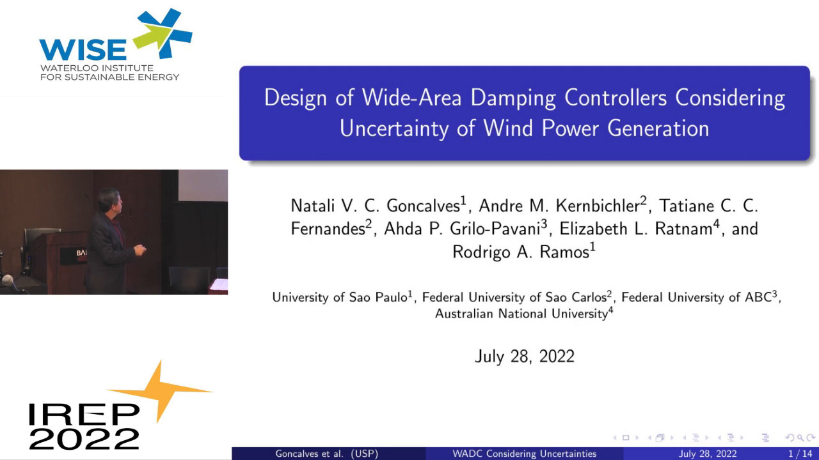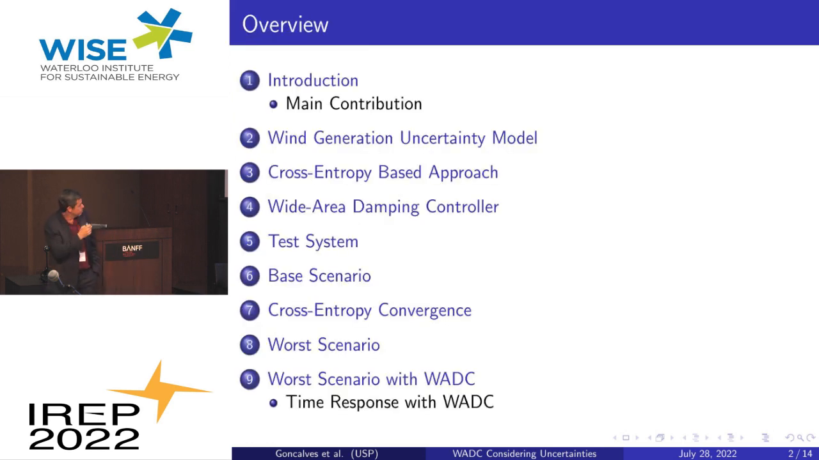So thank you, Robin and Kostas, for the introduction. I'm going to present part of the work that we did that is related to the work of my former master's student, Nathalie Gonçalves. And I would like to acknowledge the contributions of my co-authors, André Kernbekele, Tatiana Fernandes, Ada Pavani, and Elizabeth Ratman. So the idea is to design wide area damping controllers considering uncertainty in wind power generation. This is an outline of the presentation, and as usual, this is pretty straightforward, so I will skip this and go right into the explanation.